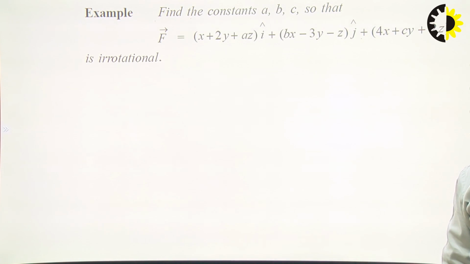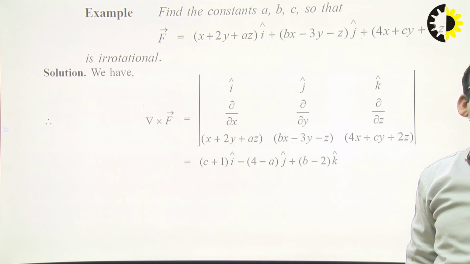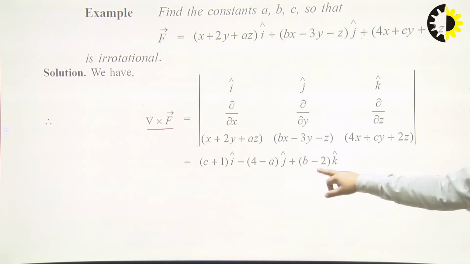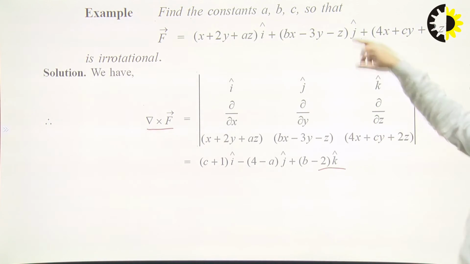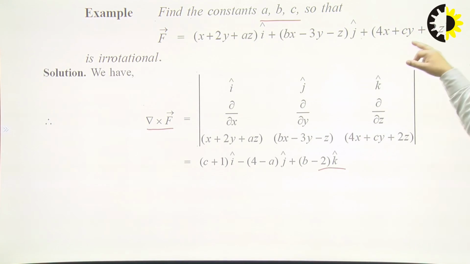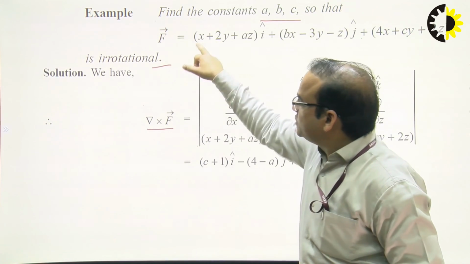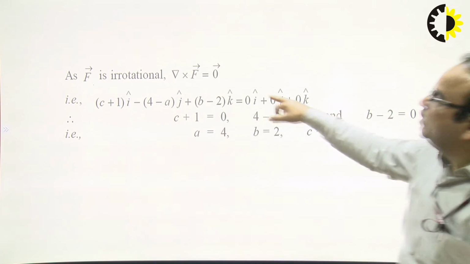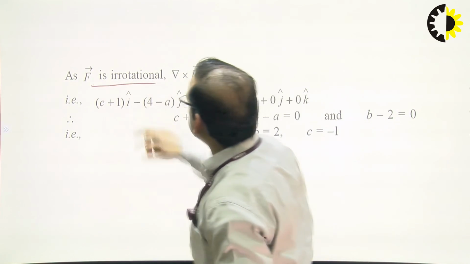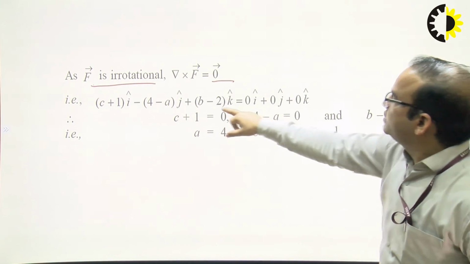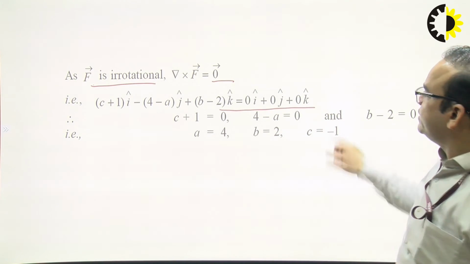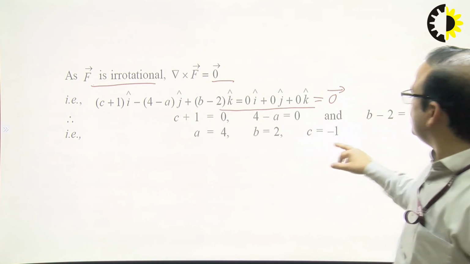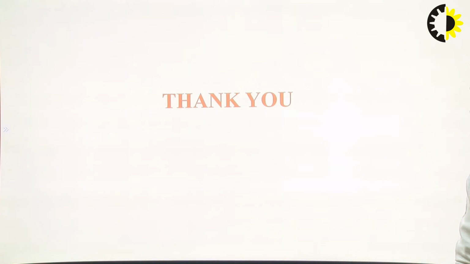So this is the application of this theory: if you find the curl of this F, you will get this kind of structure. Here he is saying that you want to determine a, b, c. Because this vector is irrotational, we determine the curl of it and put this curl equal to 0. So if we get this equal to the null vector, then by comparing the components we get the values of a, b, c. Okay, thank you very much.